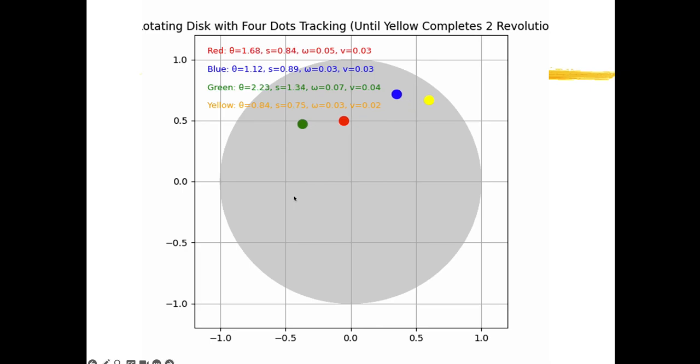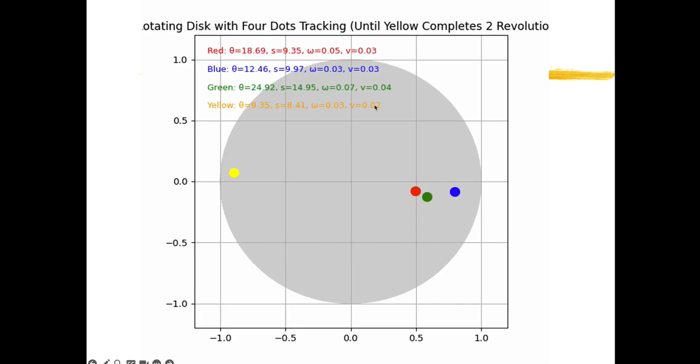All right, in this one, notice we're tracking a whole bunch of different dots. Yellow and blue have the same, and by the way, this omega is angular velocity. They have the same angular velocity. So yellow and blue are changing angles at the same rate. But notice, do any of them have the same tangential velocity? They don't.